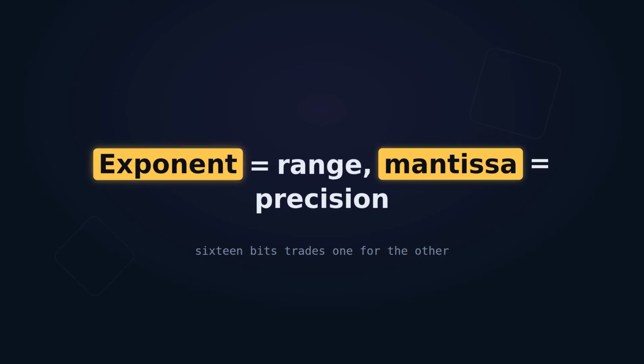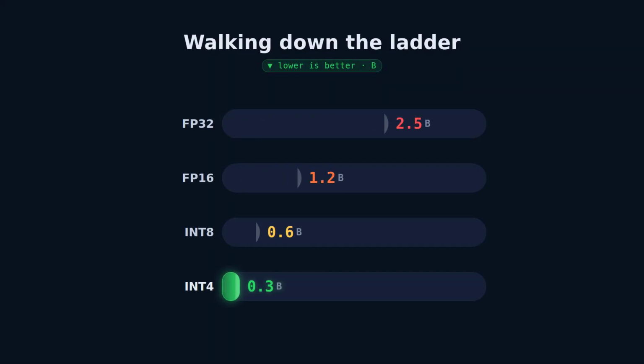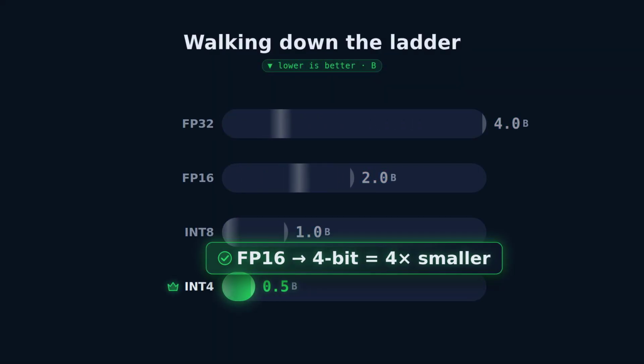Now let us push the bits down on purpose. Quantization is, at its heart, walking down a ladder of formats, spending fewer bytes at each rung. Full precision costs 4 bytes per weight. 16-bit formats cost 2. 8-bit formats, whether floating point or integer, cost a single byte. And the aggressive 4-bit formats, half a byte, you literally pack 2 weights into the space of 1. Each step down roughly halves the memory the model needs.